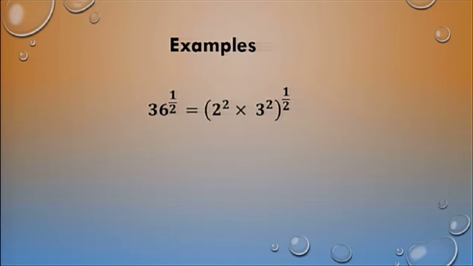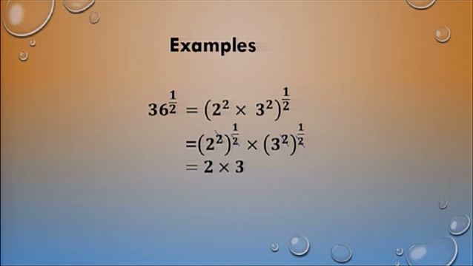Look at this number now. 36 power half. 36 as a product of its prime factors is 2 power 2 times 3 power 2. We learned previously that the power half belongs to both numbers in the bracket. So we have 2 power 2 power half times 3 power 2 power half. The 2s will be cancelled while performing the multiplication. We have 2 times 3 as the answer here, which is of course 6.